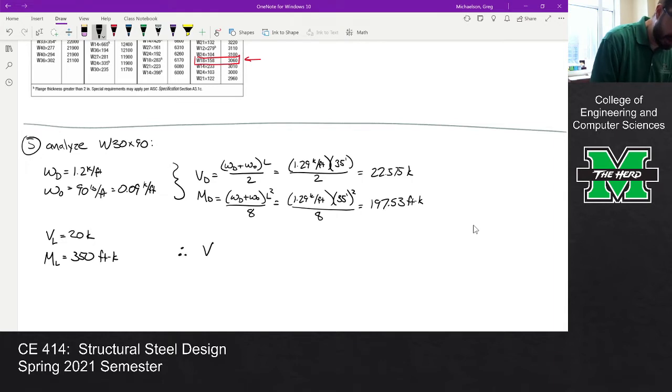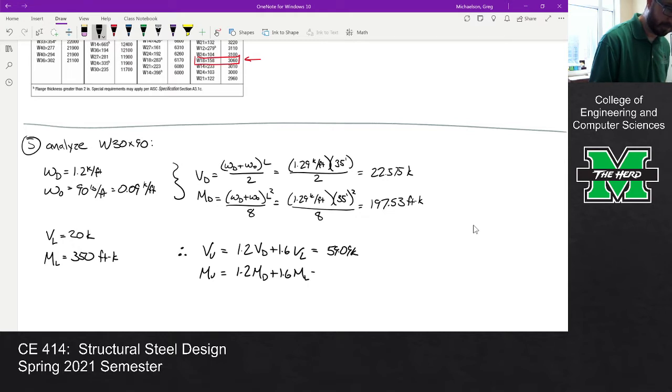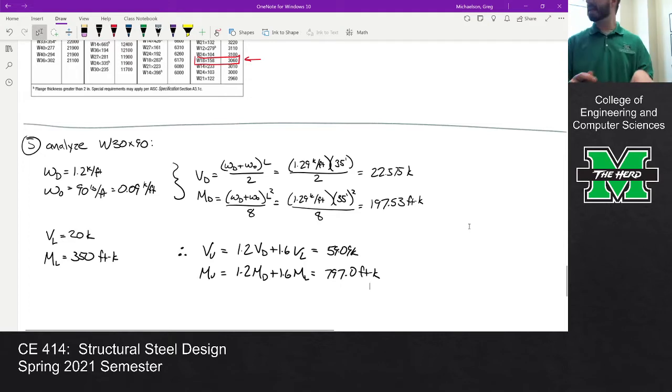Now what we've got to do is compute a new VU. So 1.2 times this plus 1.6 times 20 is 59.09 kips, and MU is 1.2 times moment dead plus 1.6 times moment live, which we'll call 797 foot kips. Again, just because the beam got a little heavier.